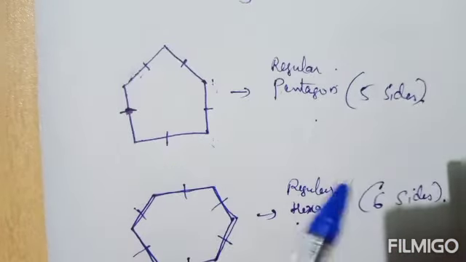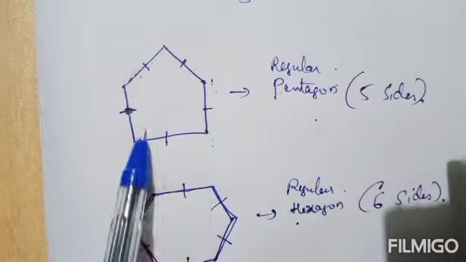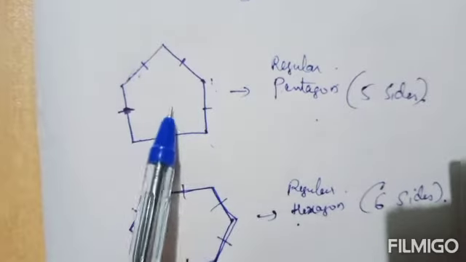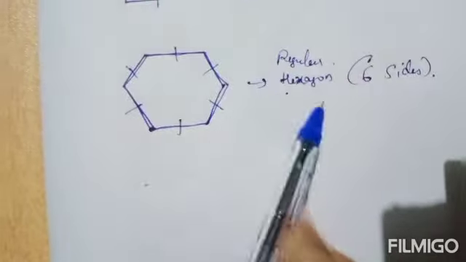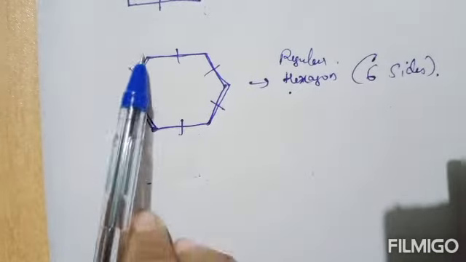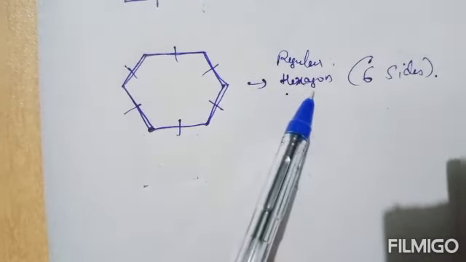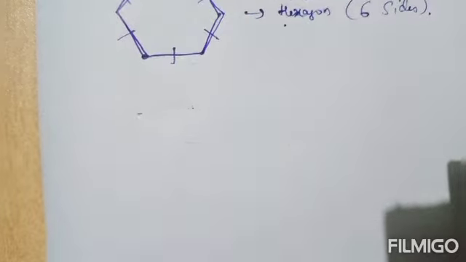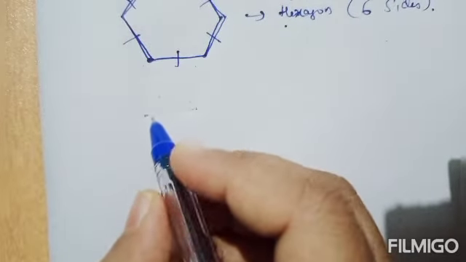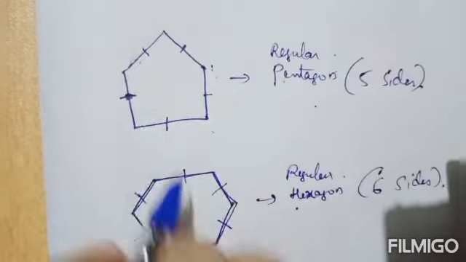Okay, regular pentagon means all the 5 sides will be equal. In that case, we can say regular pentagon. Regular hexagon means all the 6 sides will be equal. It is called a regular hexagon. Okay. Now, we have to study the perimeter of a regular pentagon.